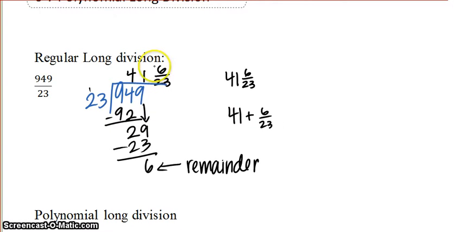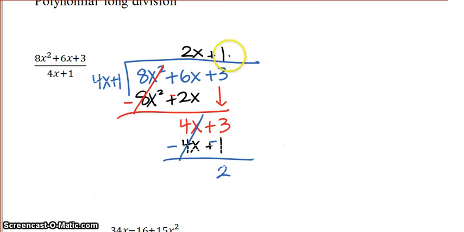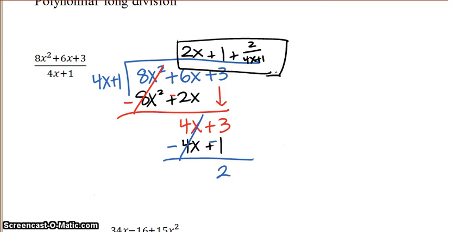So the way we write our remainder, just like if we looked above here, it's 6 over 23. We took the remainder and divided it by our divisor, whatever's on the outside. So I'm going to have plus 2 over 4x plus 1. And that is our answer.